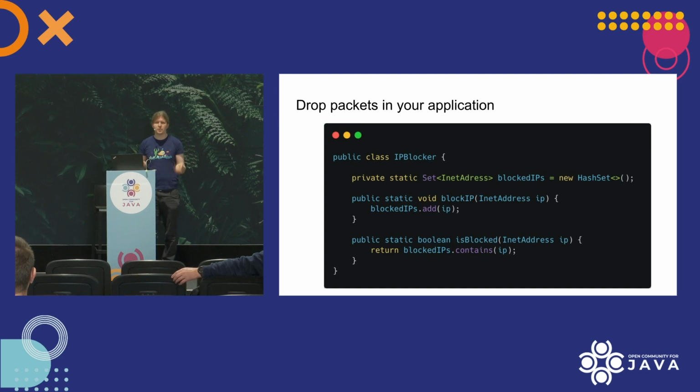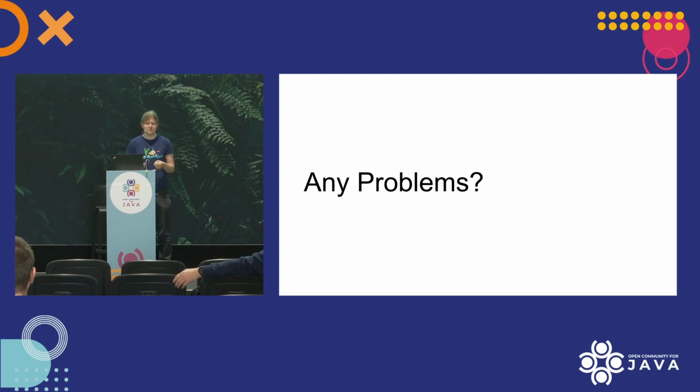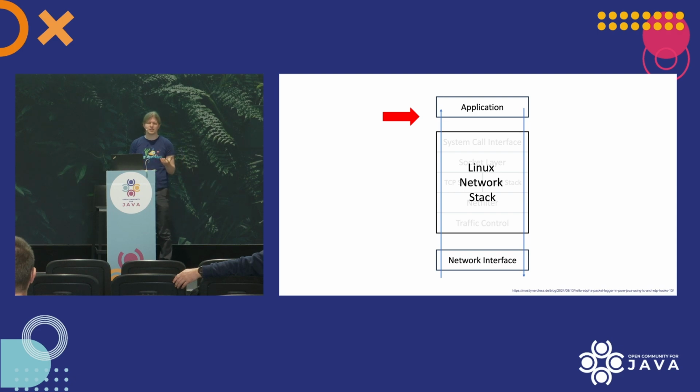We drop the packets in our application. So when we get DDoS, we just say, oh, we're getting too many packets from this one IP address. We just block it. It's pretty simple. We just have a hash set of blocked IP addresses. If we block an IP address, we add it, and then we can regularly ask, hey, is this blocked? And then we drop it. We can drop it directly in Spring Boot or something. And that's pretty decent because it works. The only problem, it's not that fast.